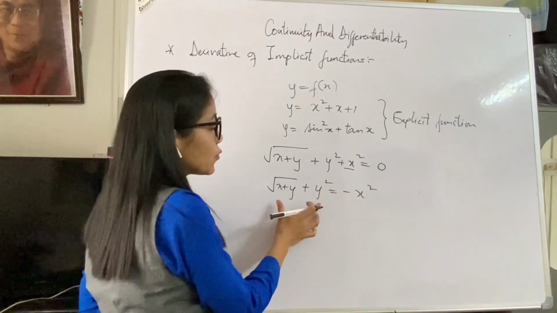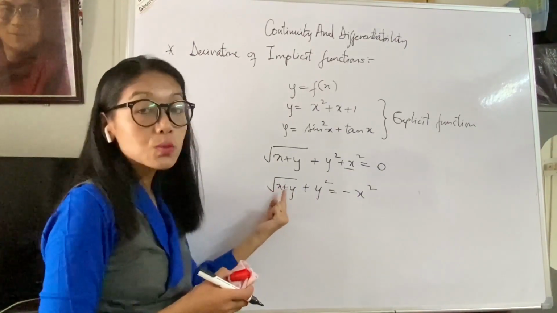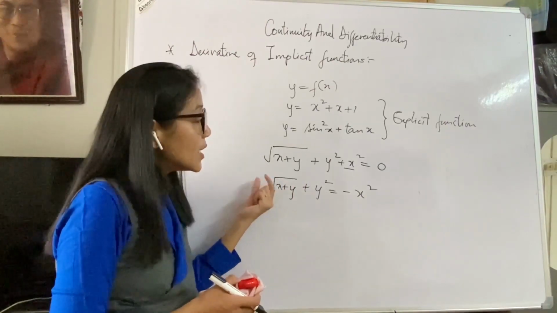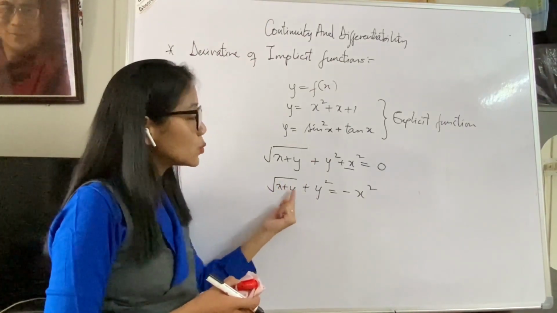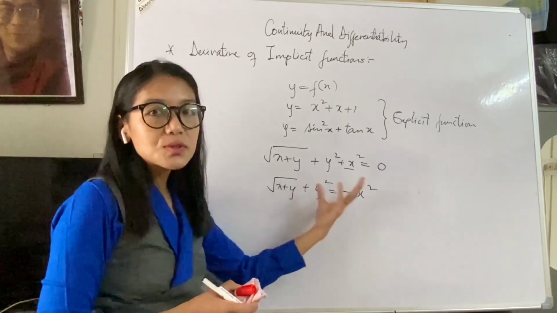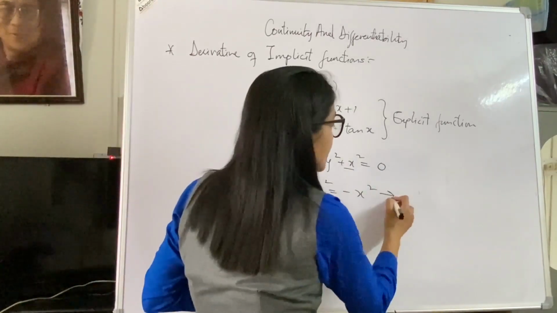Now it's impossible for us to express y in terms of x, because the square root of x plus y means we cannot split that out. We cannot separate these two, right? So therefore you cannot separate x and y, because of which we cannot express y in terms of x. Okay. So this type of function is called an implicit function.